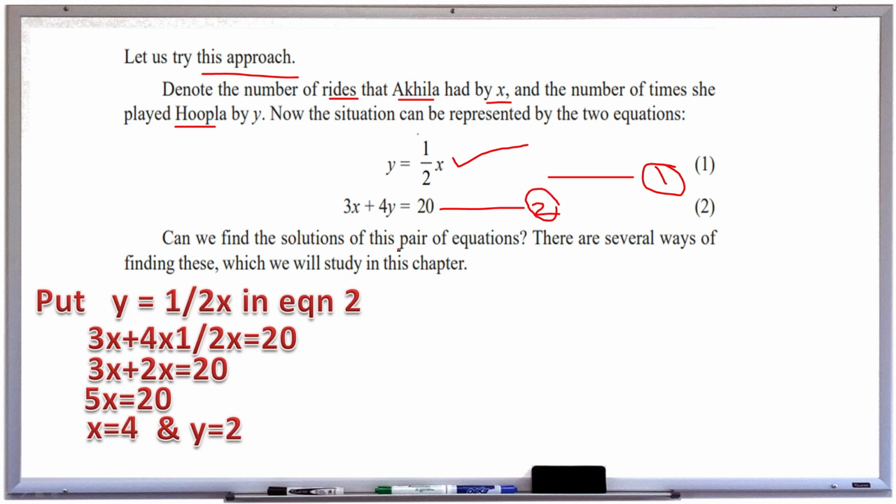Can we find the solution for the pair of equations? Now we are getting a pair of equations. Let us solve the pair of equations. There are several ways of finding this, which we will study in this chapter. Put y is equal to half x in equation number 2. Substitute the value: 3x plus 4 into half x is equal to 20. Now simplifying, 3x as it is, right? 4 into half, that is 2x, is equal to 20. So 3x plus 2x makes 5x is equal to 20. So x is equal to 4 and you will get y is equal to 2.